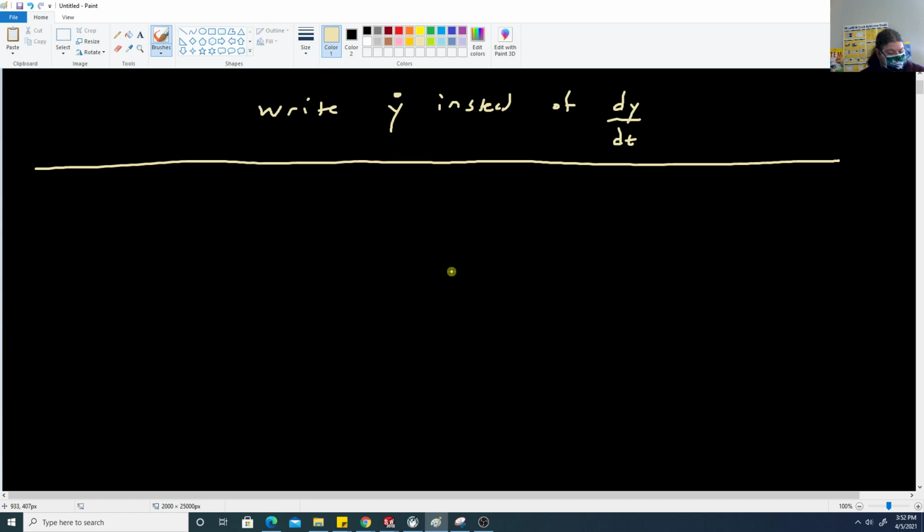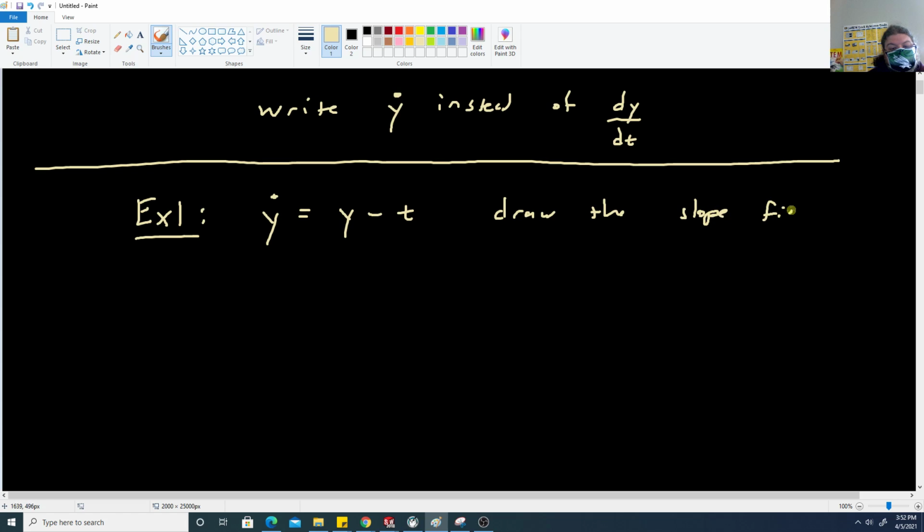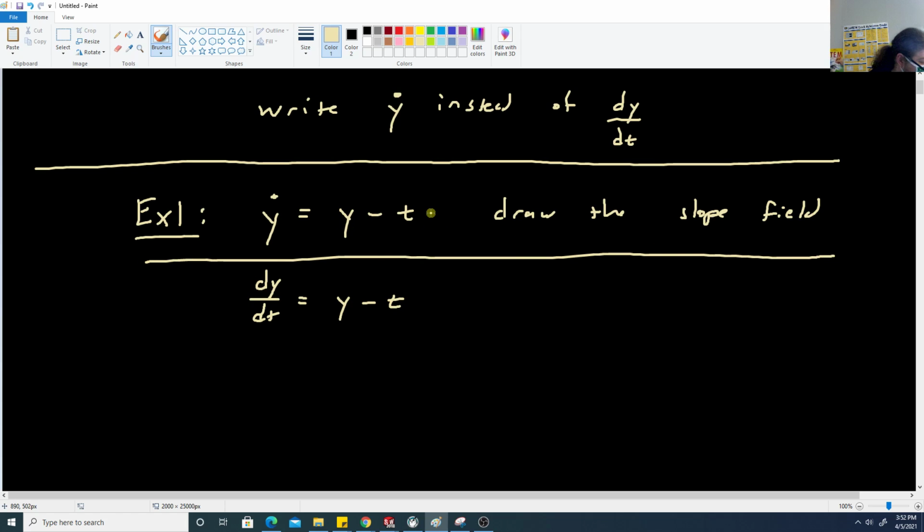So our first example is going to kind of use this notation. They're going to give us a differential equation that says y dot equals y minus t, and they want us to draw the slope field. And we can interpret this as dy dt equals y minus t. This should mean the same thing as y dot equals y minus t.